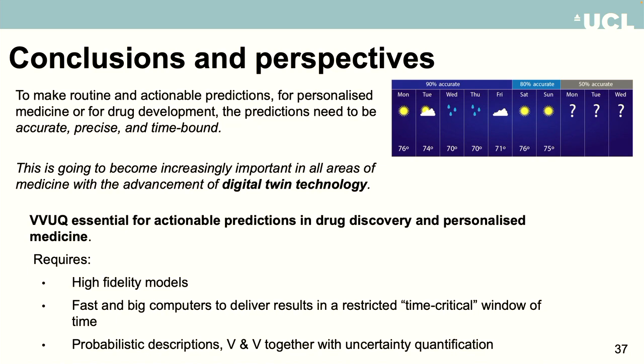The conclusion from all of this is, if you want to do these things reliably, you have to be able to convince yourself that you're doing something reproducible. This digital twin technology that's coming to bear will make this even more imperative. As I said at the beginning, to do it properly, you need high fidelity models. You typically need rather large computers. The ones I mentioned earlier help a lot. And you need to think in probabilistic terms, together with uncertainty quantification.